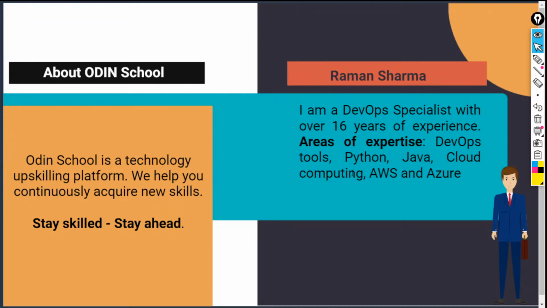I am Raman, a DevOps specialist with over 16 years of experience. I have expertise in DevOps tools like Git, Docker, Kubernetes, Jenkins and so on. I am also familiar with programming languages like Python, Java, .NET, JavaScript and web technologies like HTML, because I started my career as a developer. I am also good in cloud computing, like AWS and Azure.